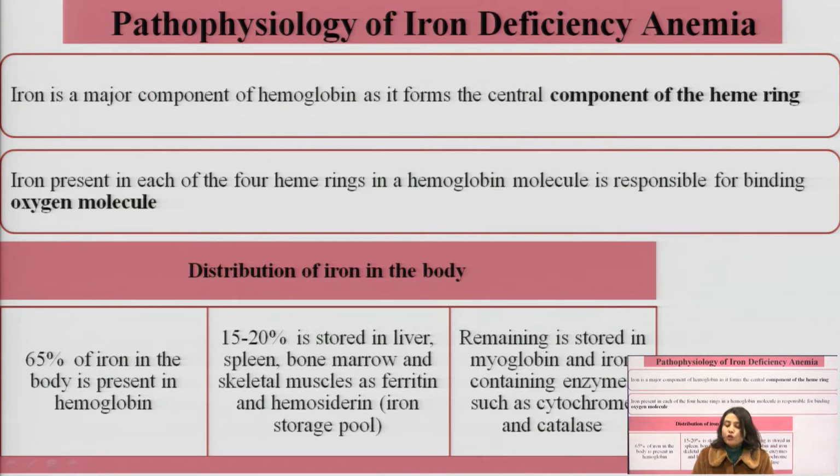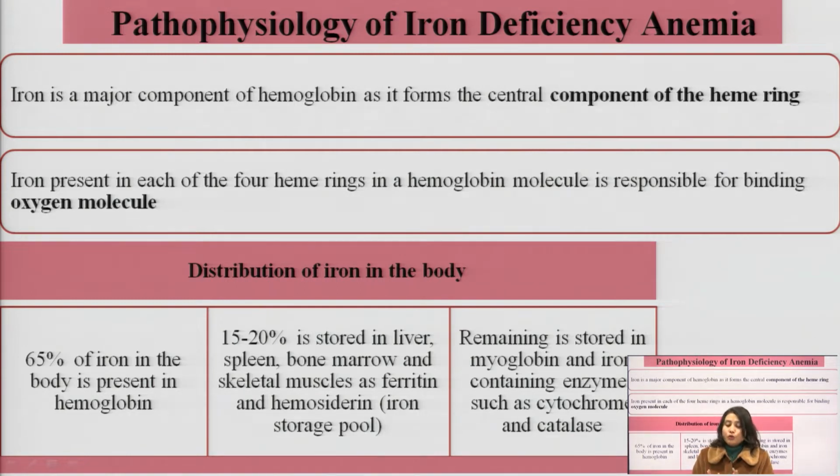Beginning with the pathophysiology of iron deficiency anemia. As we all know, iron is a major component of hemoglobin. It forms part of the heme ring, and iron is the component in the hemoglobin that binds oxygen. So, it has oxygen carrying capacity.